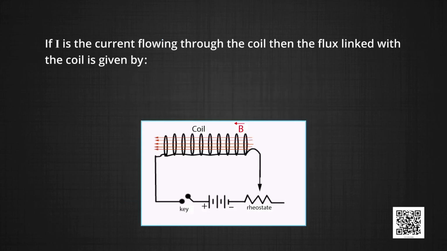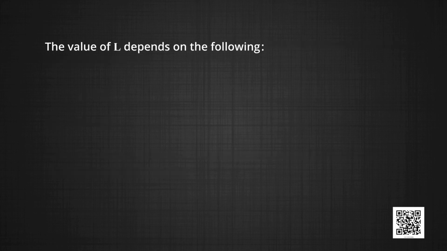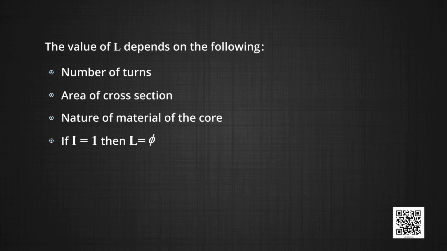If I is the current flowing through the coil, then the flux linked with the coil is given by phi, which will be proportional to I. Or, removing the proportionality sign, we can say phi is equal to L into I, where L is the constant of proportionality and is called the coefficient of self-induction. The value of L depends on the following: number of turns, area of cross section of the coil, nature of the material of the core, and if I is equal to 1, then L becomes equal to phi.